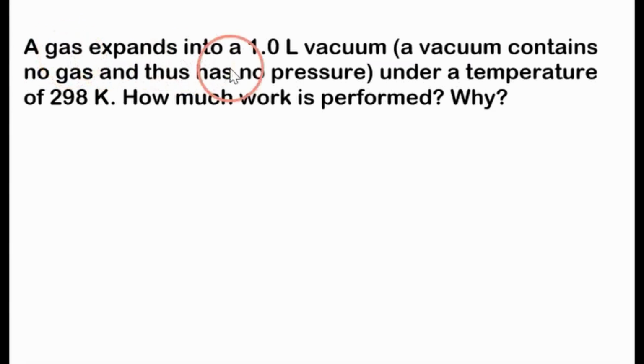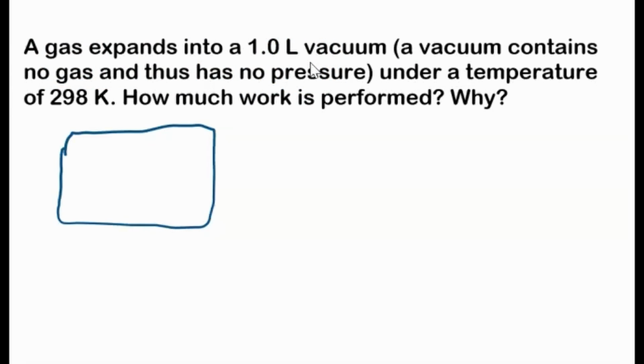Okay, this exam problem gets students all the time, but it's not going to get you because I'm going to explain the whole thing. So we have this gas, it's expanding into a 1 liter vacuum. So this is like 1.0 liters, and we have like a gas here, and it's expanding into this 1 liter volume, essentially. And a vacuum contains no gas, and thus has no pressure. And you might not be given this hint on your exam. I just put it in there to make it pretty explicit. So basically the pressure equals 0.